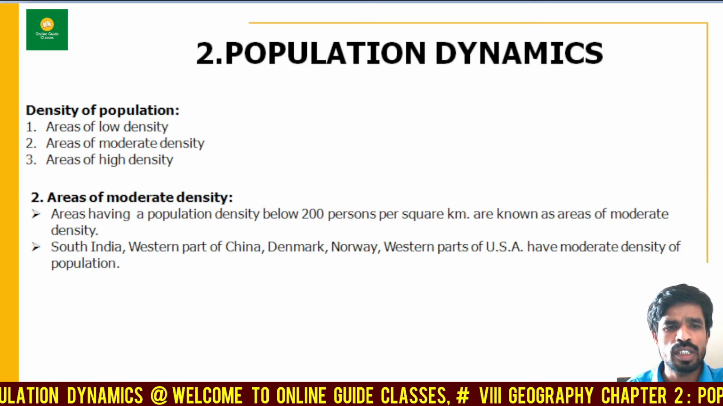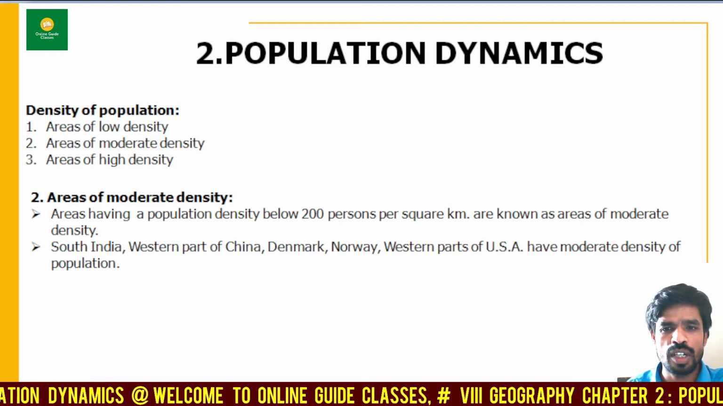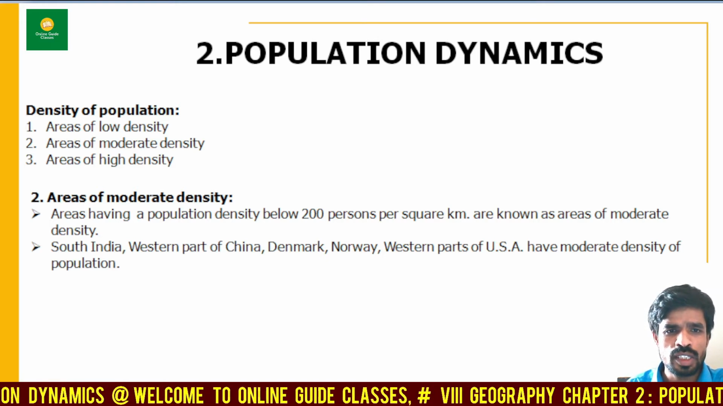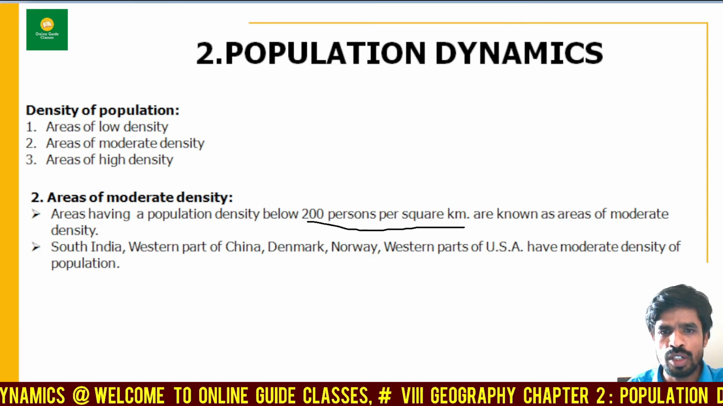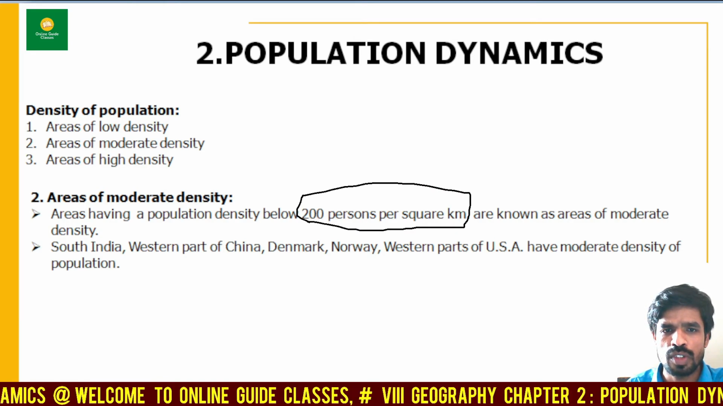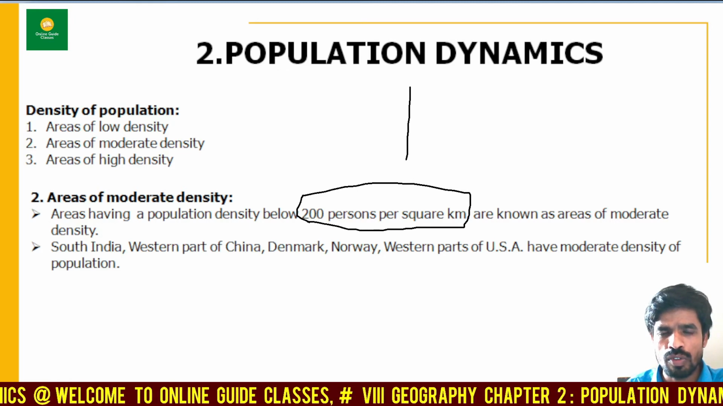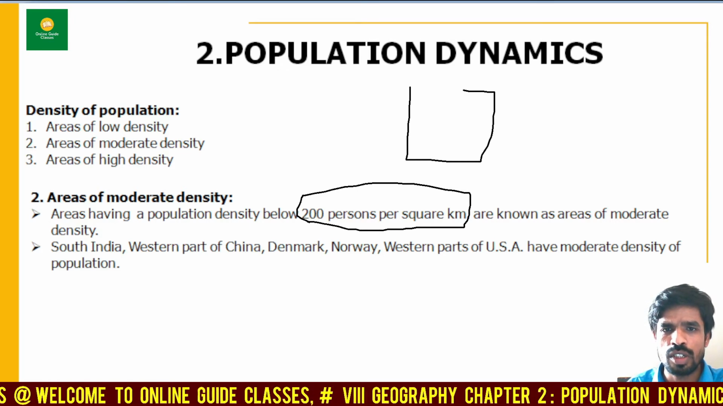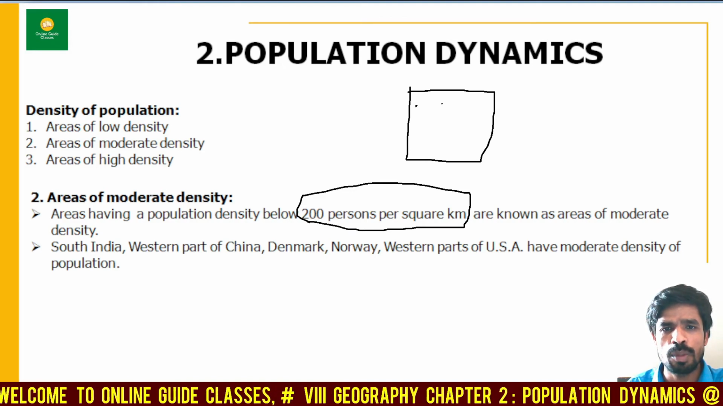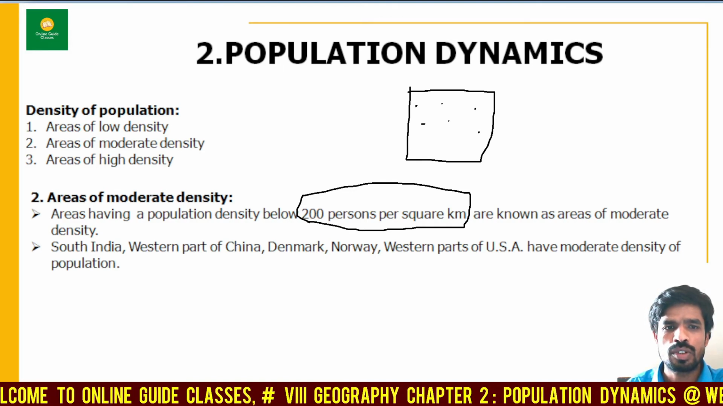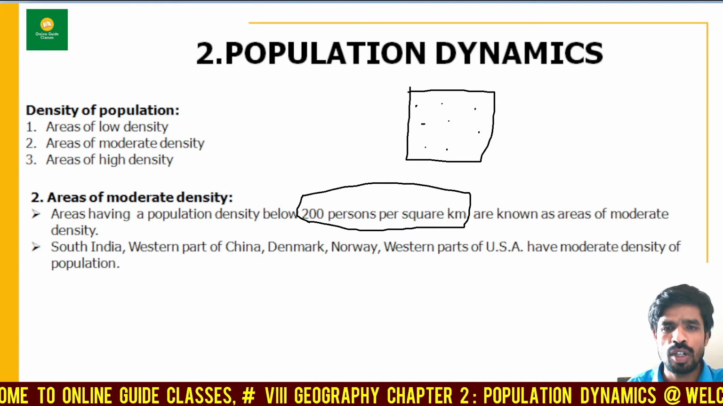Now the second point is area of moderate density. What is the meaning of area of moderate density? Areas having a population density below 200 persons per square kilometer. Please remember this, my dear friend. Per square kilometer, below 200 people are living. So this is known as area of moderate density.